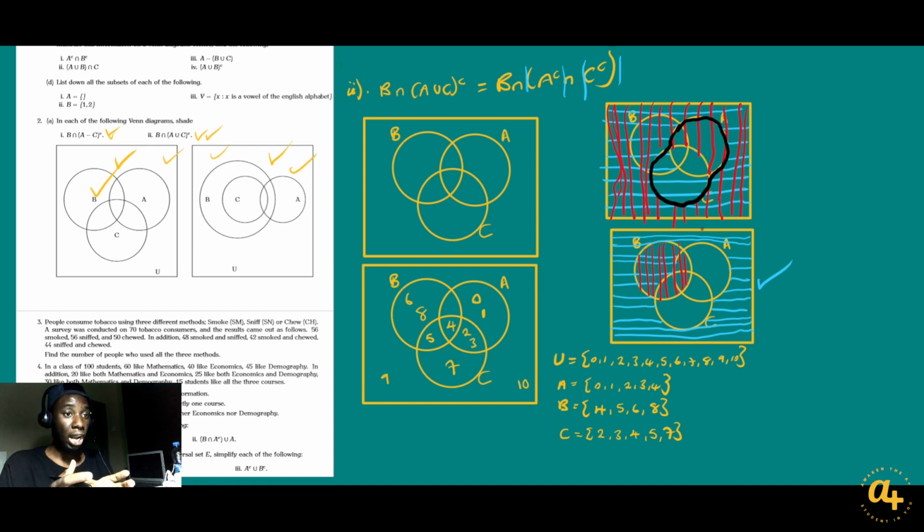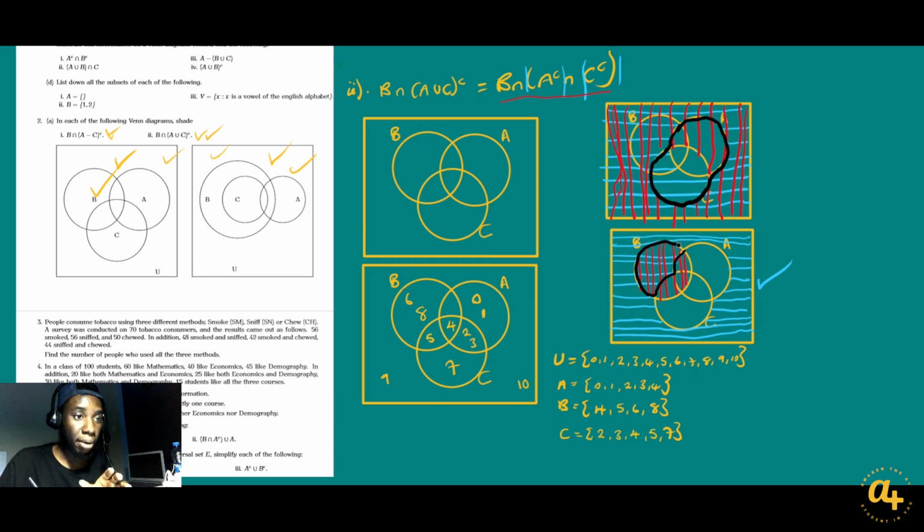Now that we know what our A complement intersection C complement is, and we also know what our entire set B is, we need to find what is common between the set B and the set A complement intersection C complement, based on the set that we've been given here. So now, which part actually has both the red lines and the blue lines? We will see that the area that has both the blue lines and the red lines is the part here that I'm going to highlight with the black line.